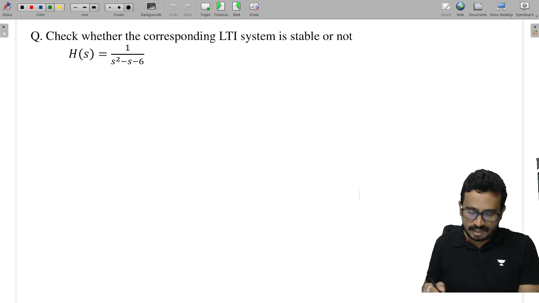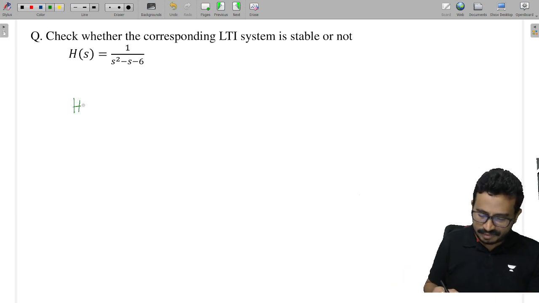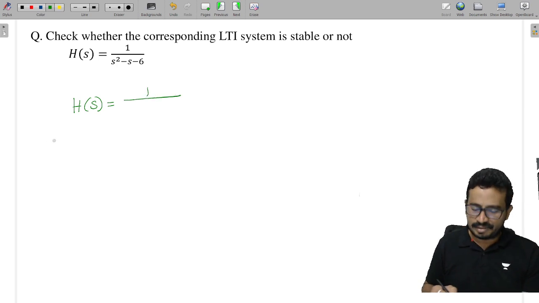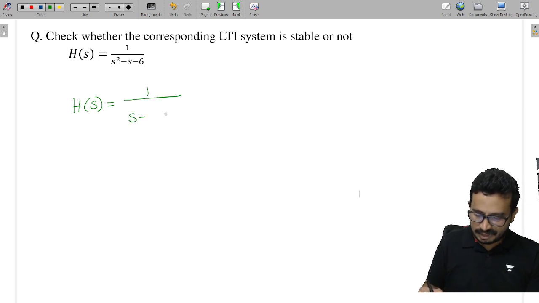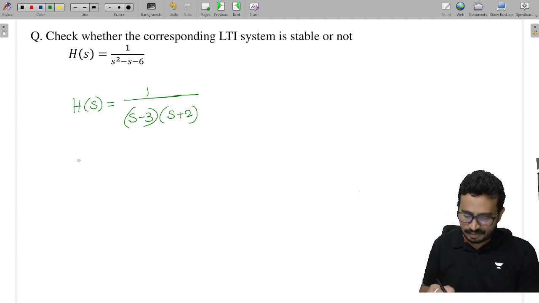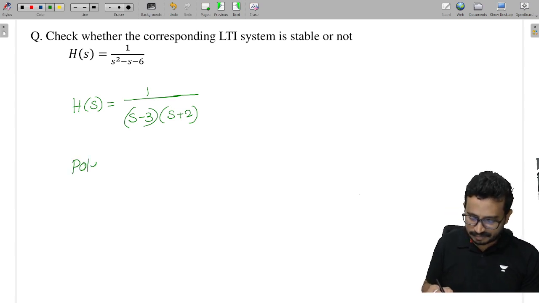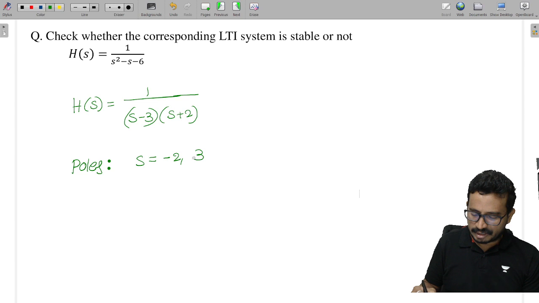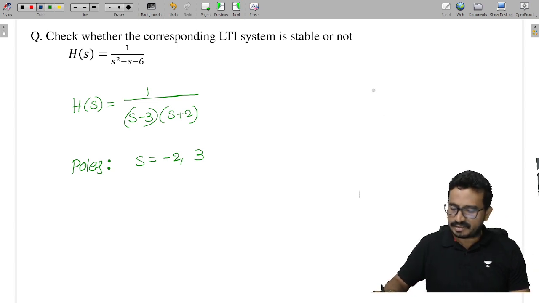Next. Now you see this H of S, what they have given. If I do factorization, you can see here this is S minus 3 into S plus 2. These are the roots. Now you see the poles of the system here. One is at S is equal to minus 2, the other one is at S is equal to plus 3.